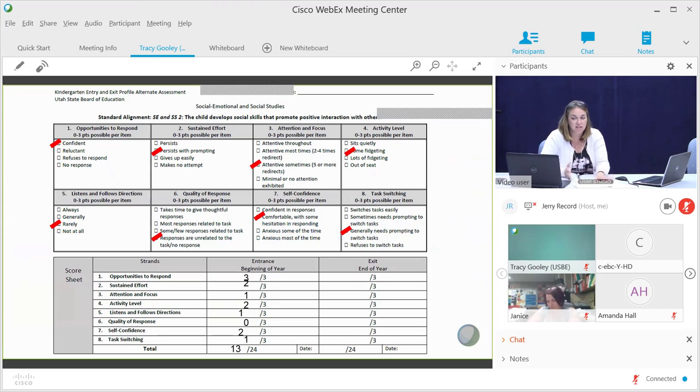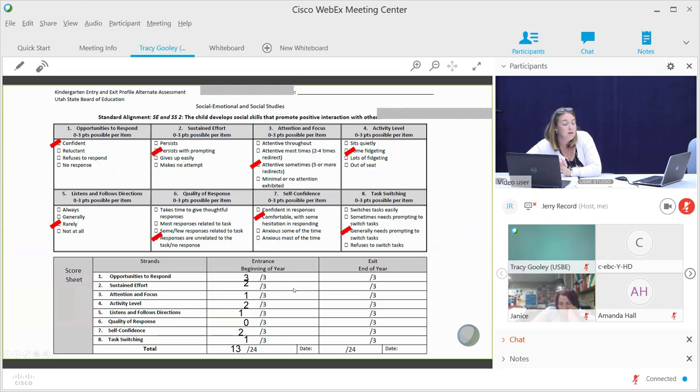If you notice, we just added this to the back of the rubric, so it's the exact same skill sets that they're looking for in the regular KEEP. We just fit it into our rubric here. So we've got 0 to 3 points possible. For opportunities to respond, the way it works is your 0 starts at the bottom, right? 0 points for no response, 1 point for refuses to respond, 2 points for reluctant, and then 3 points for confident. So that's how you would gather your scores for each one of those components.